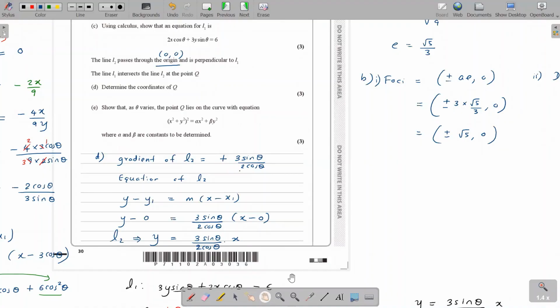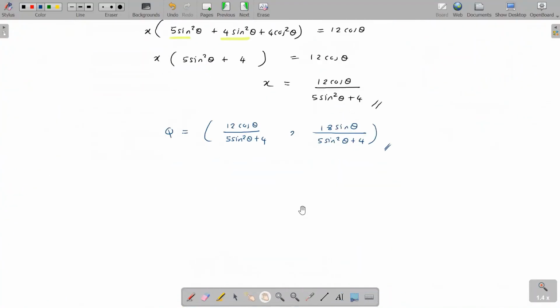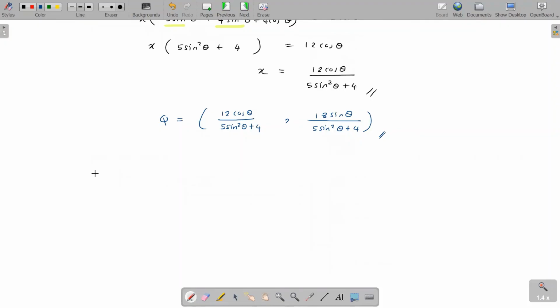How do we get that? I think you saw we already got the point Q coordinates. The x coordinate of point Q was 12 cos theta over 5 sin square theta plus 4, right? And the y coordinate is 18 sin theta over 5 sin square theta plus 4.